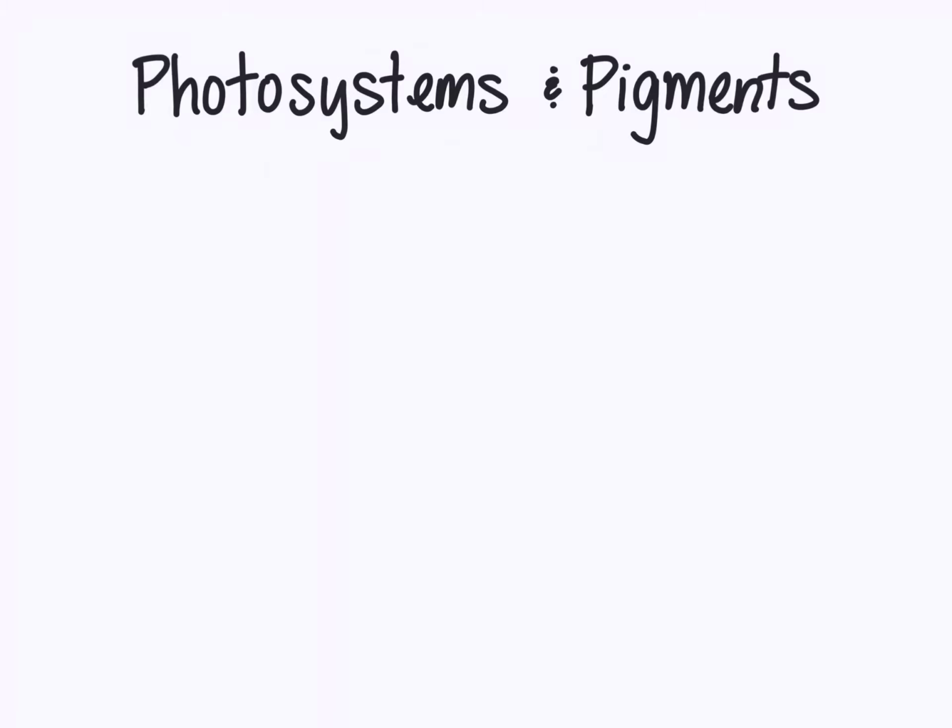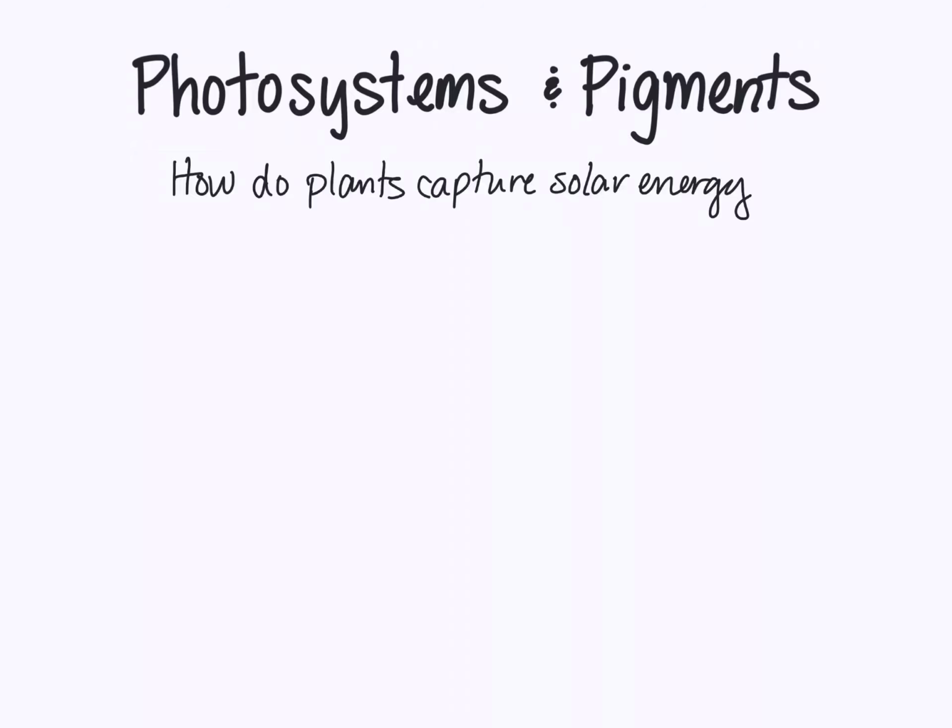In this video, we are going to talk about the photosystems and pigments associated with photosynthesis. In another video, we talked about how plants have to be able to capture energy from the sun in order to do the reactions of photosynthesis. So that brings up the question of how do plants capture energy from the sun? And the answer to that question lies in these molecules called pigments.